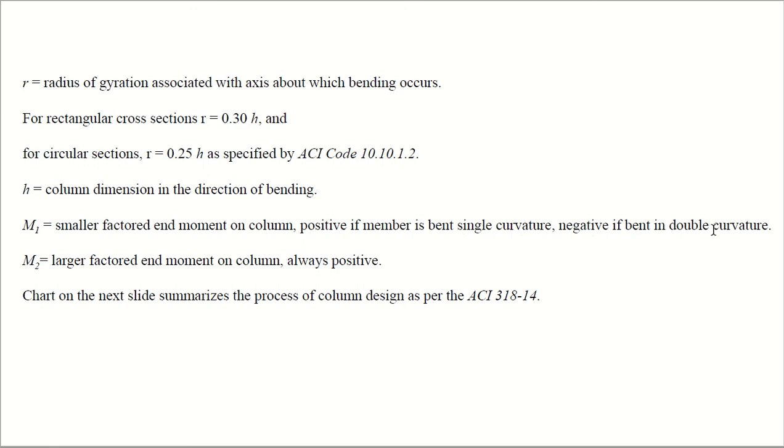Okay. So if it is bent about the x-axis, you will take the value as positive. If it bends about the x and y-axis, you will take it negative. M2 is the larger factored moment on columns, and it is always positive whether it is single curvature or double curvature.